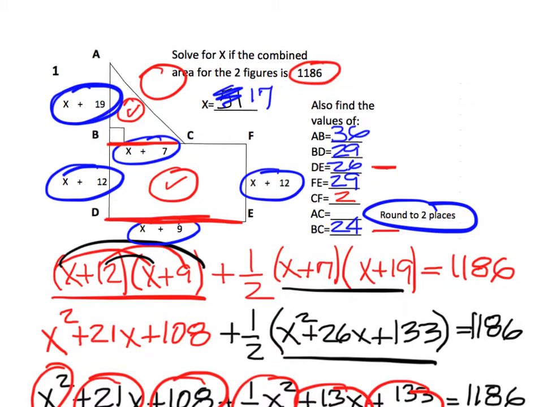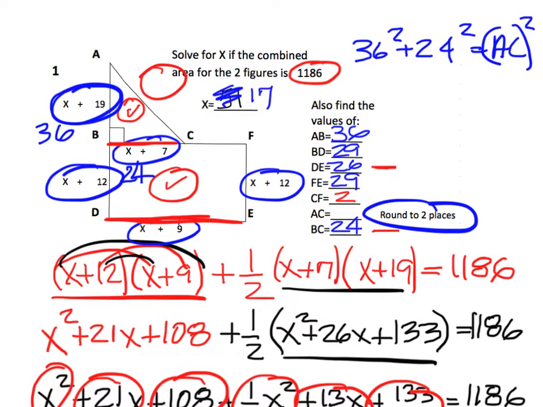So we can use the Pythagorean Theorem. The value for AB is 36. The value for BC is 24. So 36 squared plus 24 squared will equal AC squared. Alright, so if we do 36 squared plus 24 squared, and then find the square root of that, we come back with 43.27. And you have all of your answers.